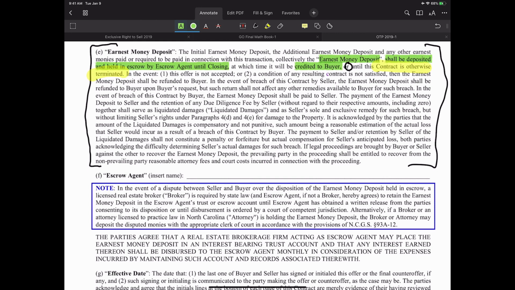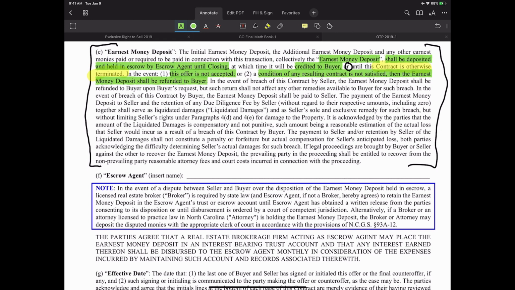But what it says over the next several sentences is actually fairly intuitive about what should happen. So let's say I'm a buyer. I've turned in an earnest money deposit with my offer. If the offer is not accepted, I want that money back. Or if any of the conditions in the contract are not satisfied, I want my earnest money back as a buyer, right?